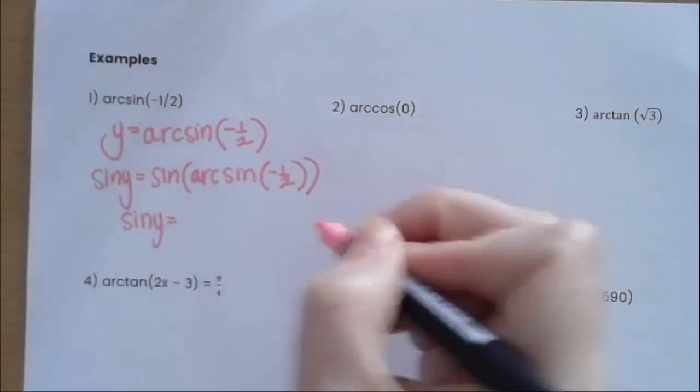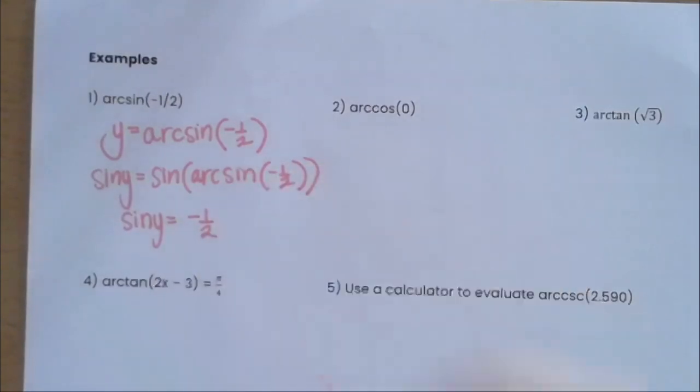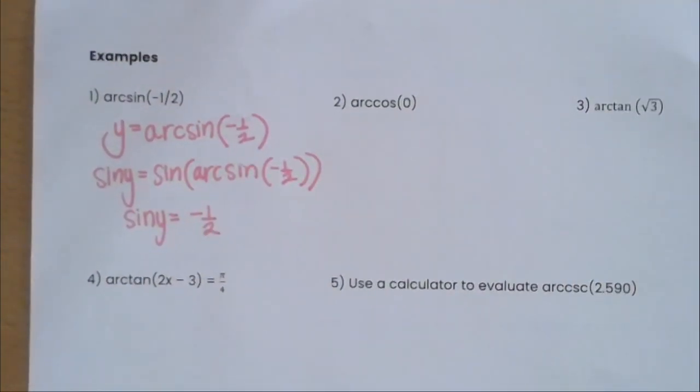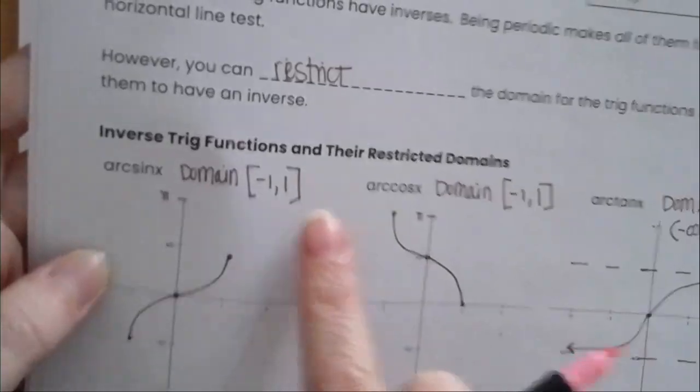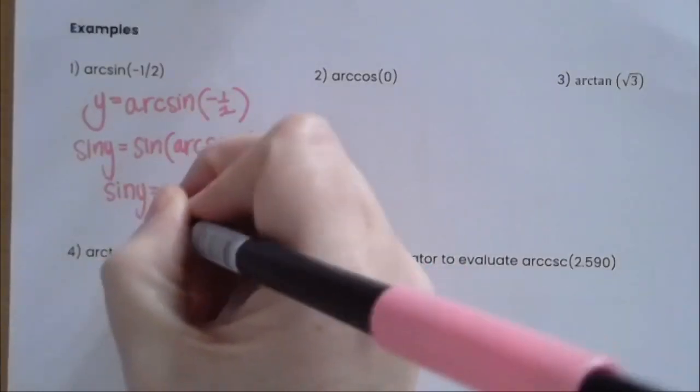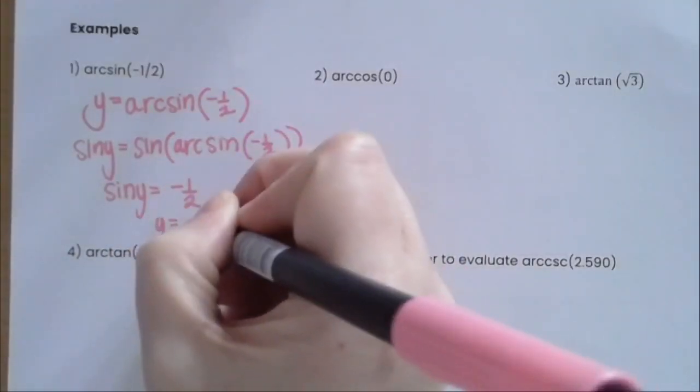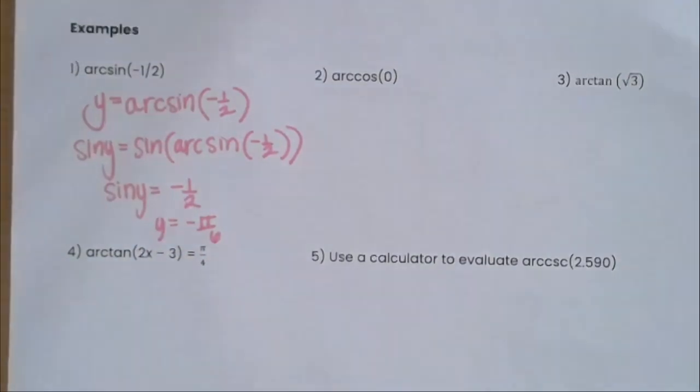Where is sine equal to -1/2? Well, we can think through our unit circle, but we want to make sure that our answer falls in the restricted domain of -π/2 to π/2. The only one that does that is -π/6. And I'll let you think through why that's true. If you have questions, we can look at it in class.